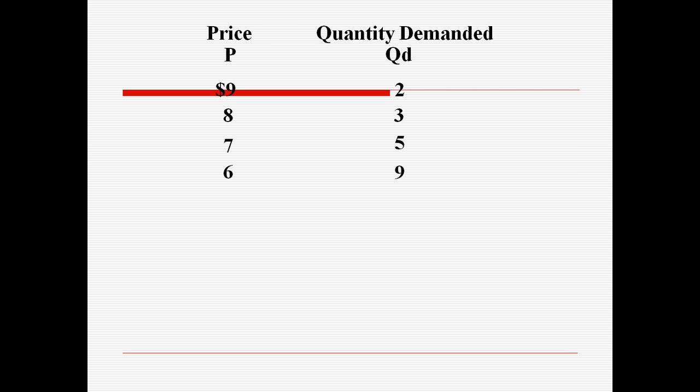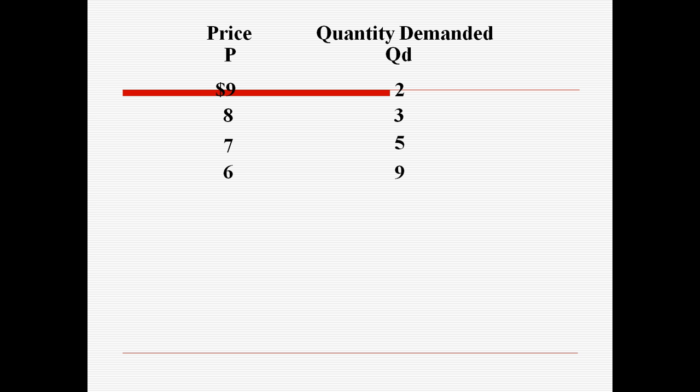All right. So now I want to go ahead and take a look at something called a demand schedule. A demand schedule is just a list of prices and associated quantity demanded. So let's say we're looking at the market for hammers. At $9 a hammer, you're going to have 2 as your quantity demanded.